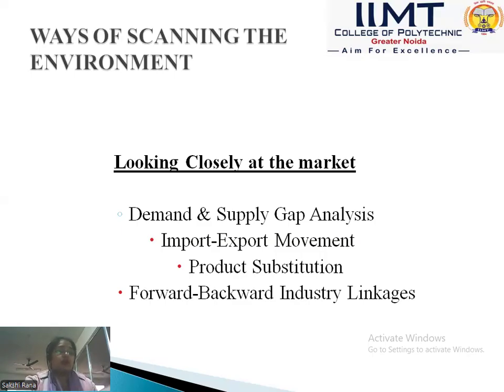For that, people move towards our product, not the particular ones which are available in the markets. Forward and backward industry linkage: for that particular product, how can we link to the market? Those are the four basic parameters. How can we closely look at the market?